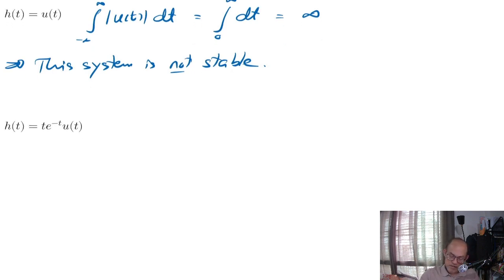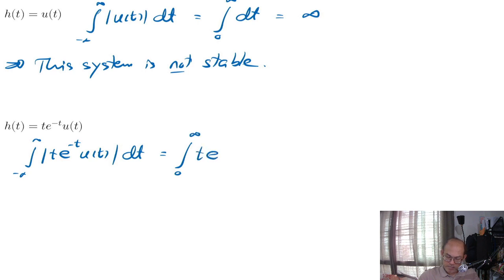Now, for this one, t e to the minus t u(t), right? This is equal to integration from 0 to infinity of t e to the minus t dt. Why is this? Because we start from 0 on, and when we start from 0, this term will always be positive, so I could drop the absolute signs.